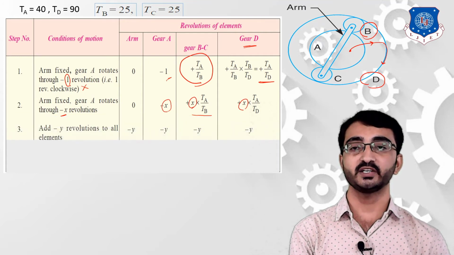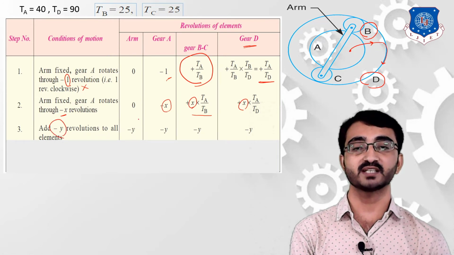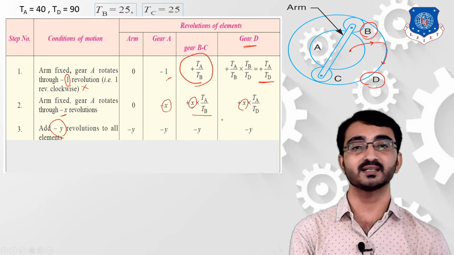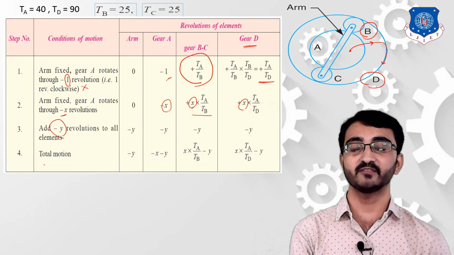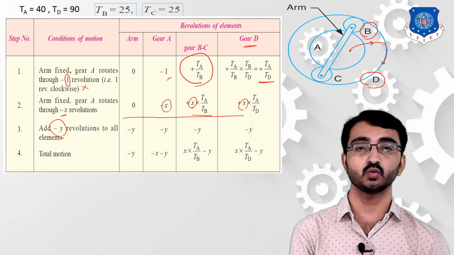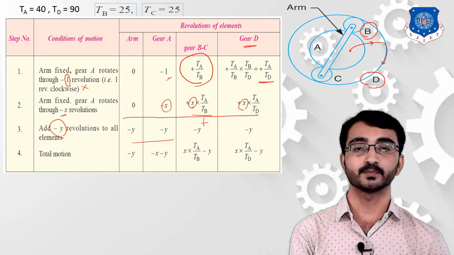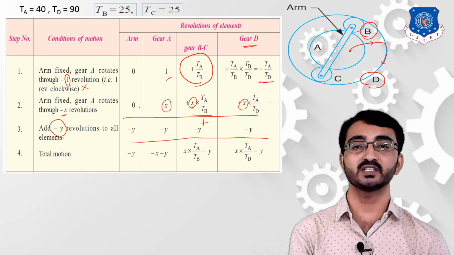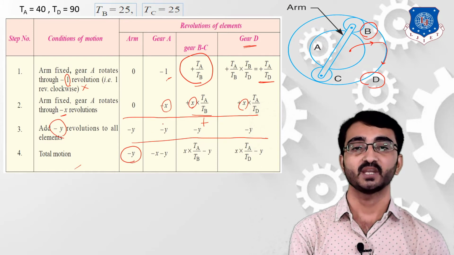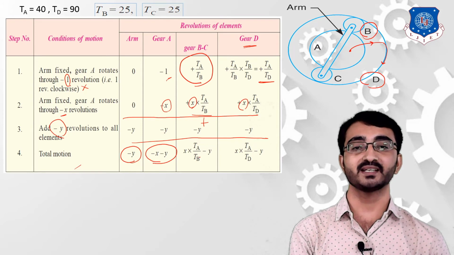Now the third condition is where we are adding -Y revolution to each and every element, in which we are simply adding -Y RPM to each and every element of this assembly. There you will get the final equation for total motion, which is a simple addition of row 2 plus row 3. You have to add these two terms. So here the total motion equation will become 0 minus y, so the final equation is -y. Here -x minus y, so your final equation will become -x minus y.